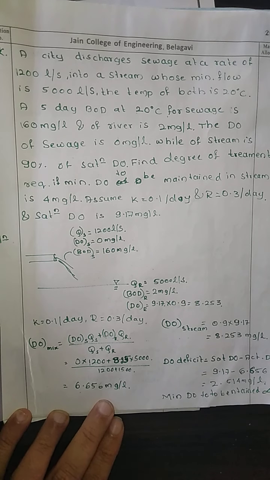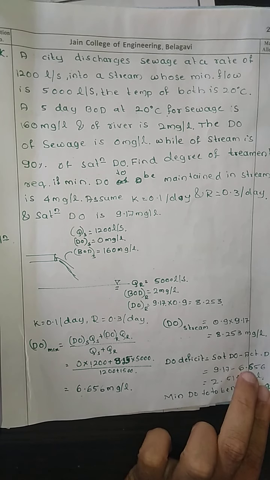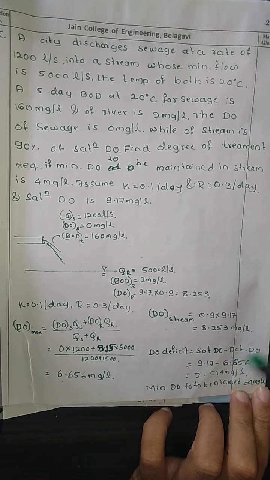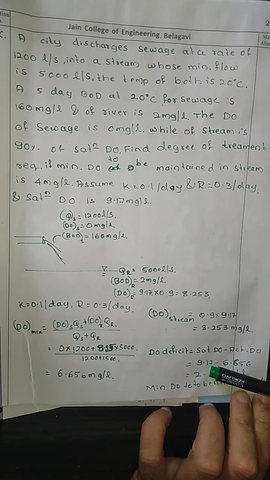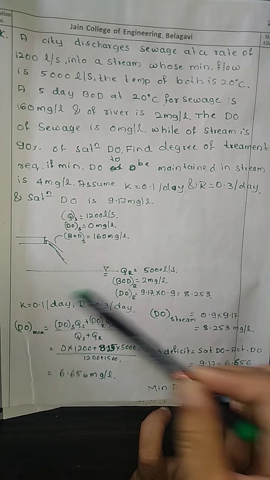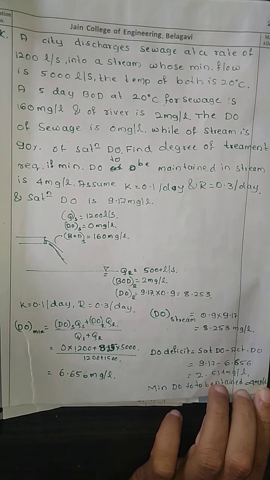Now the corresponding DO deficit, what is the formula? We will be using the formula saturation DO minus actual DO. Saturation DO is how much? As it is given in the problem, it is 9.17. So we have placed it over here, and the actual DO after mixing, we are going to get it as 2.514.